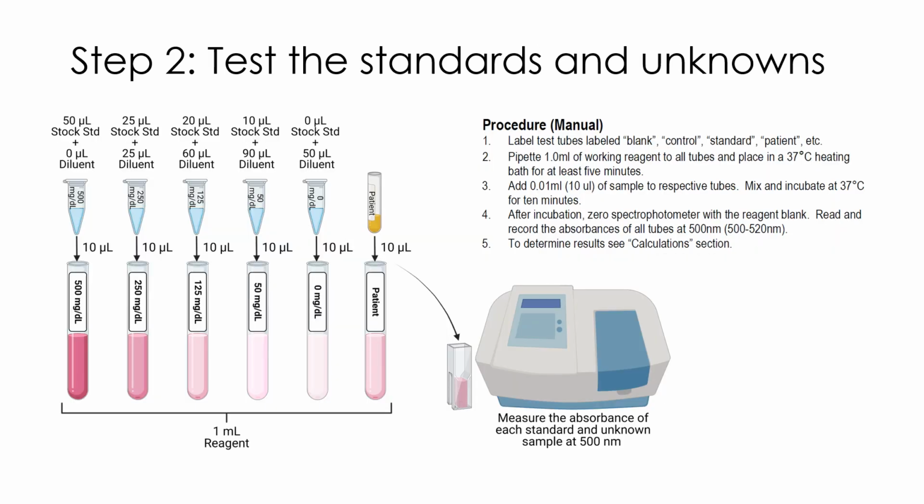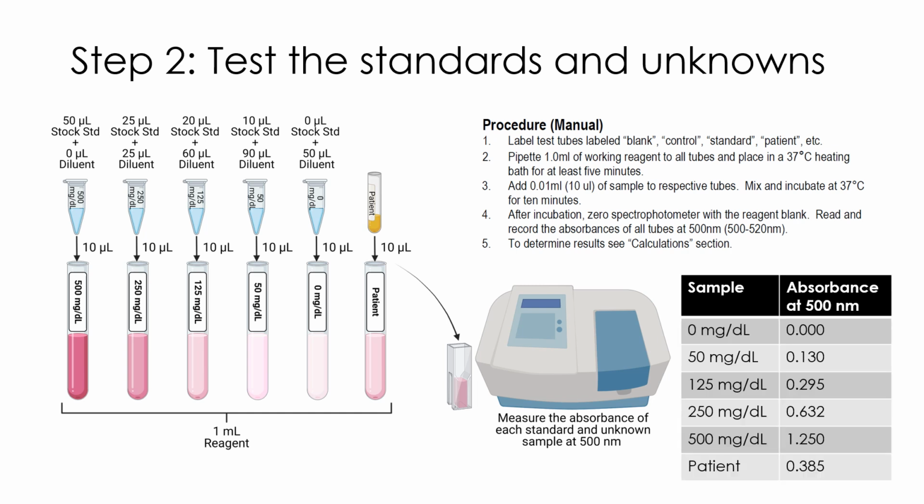Now that we have completed our calculations on how to prepare our set of standards from the 500 milligram per deciliter stock standard, we can make the standards and assay them along with our unknown samples in the glucose oxidase assay. These unknown samples will include our patient samples as well as quality control samples. For brevity, I've only included the results from a single unknown patient specimen. You can see the absorbance results that were obtained for the set of standards and the patient sample in the table on the right.